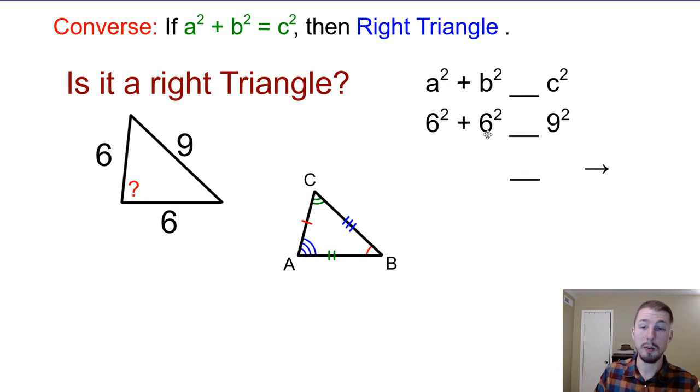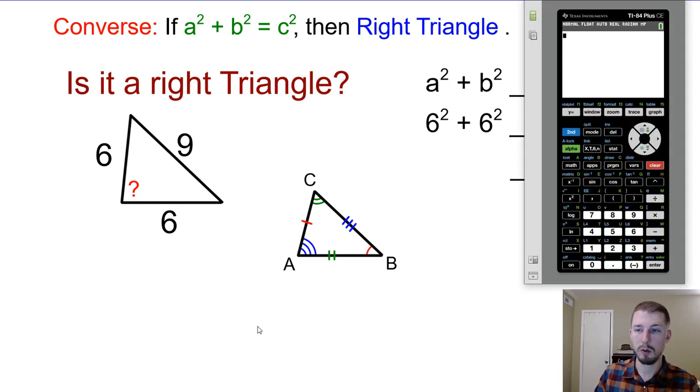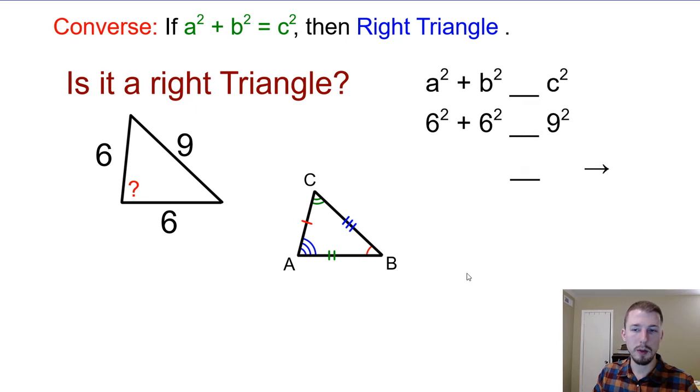Whenever I put that in the calculator, you can put it straight in there if you want. You're probably doing this on your phone. So we'll do 6 squared plus 6 squared, and that's going to give me 72. Also, you can do it one at a time if you need to. So you could do 6 squared, which is 36, and then plus another 36 will give you 72. And then the other one we have is 9 squared, which is 81. So I have 72 and 81. Now, I noticed those are not equal to each other, so I know this cannot be a right triangle by the converse of the Pythagorean theorem.